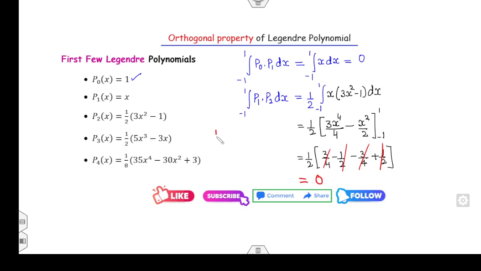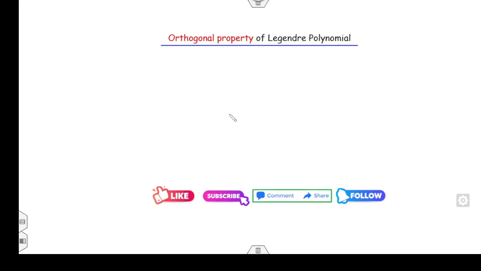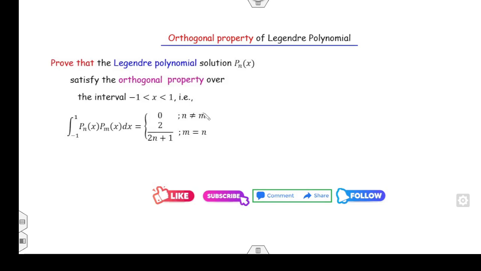So in general, whenever you have Pm into Pn, that is always 0 provided m is not equal to n. I can prove it in a general manner. What is the orthogonal property of the Legendre polynomial? Whenever m and n are not equal, the answer is 0, while whenever m and n are equal, the answer is 2 divided by 2n plus 1.